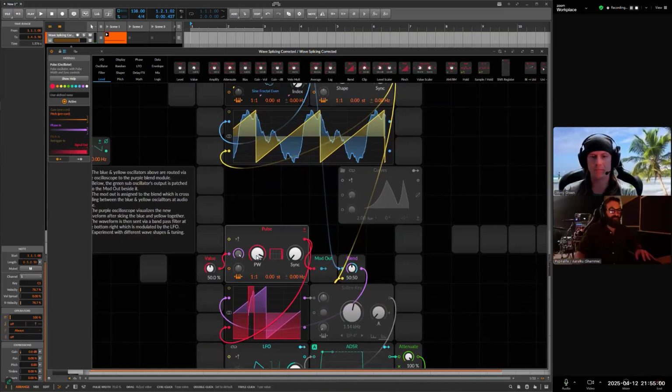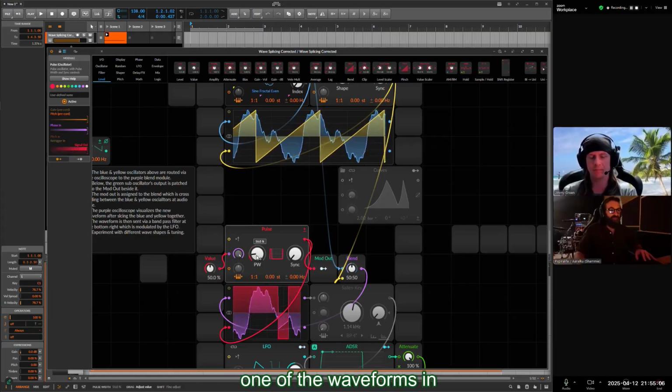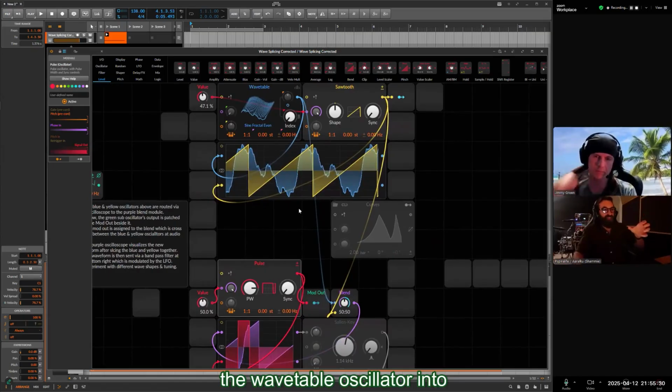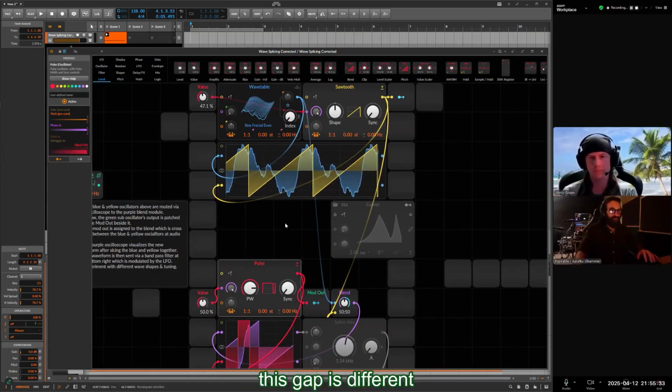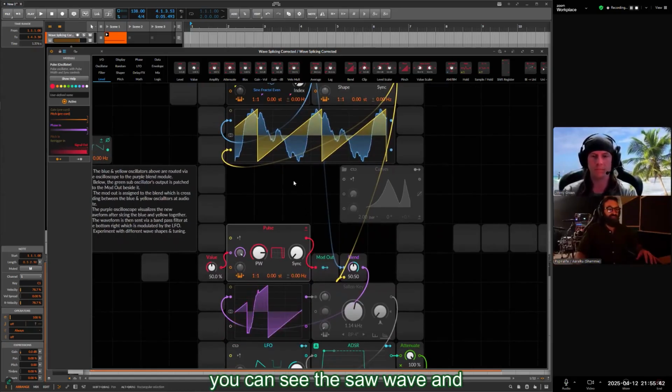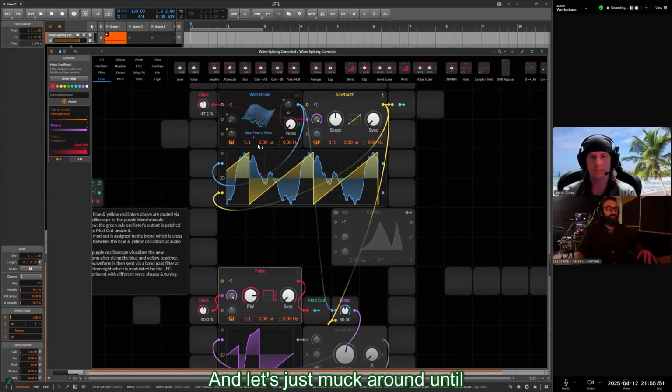Like it creates a window that you allow one of the waveforms in, using the pulse width in this way to splice the wavetable oscillator into this gap is different. And yeah, if we take that out for a second, you can see the saw wave and the wavetable in there. And let's just muck around until we get something interesting.